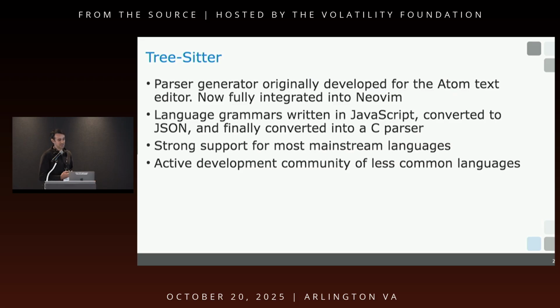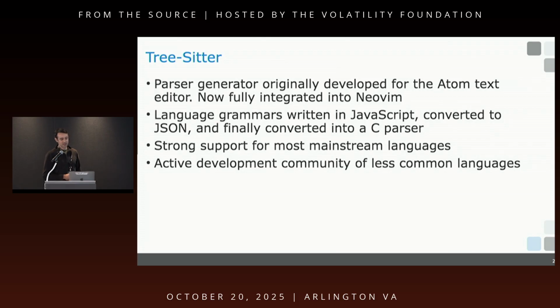And what it is, it's a parser generator originally developed for the Atom text editor. It has full integration in NeoVim now. So if you have a TreeSitter grammar installed within NeoVim, you can just run the command inspect tree, and out will pop a window that shows you the syntax tree for your document.